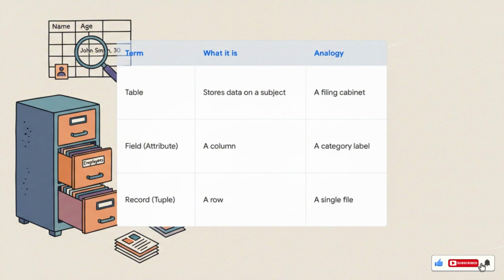The whole database, that's like your filing cabinet. Inside, you've got tables, which are like individual drawers for a specific subject, say employees. Each column is a field, a category like name or age, and each row is a record, which is like a single file on one specific employee.